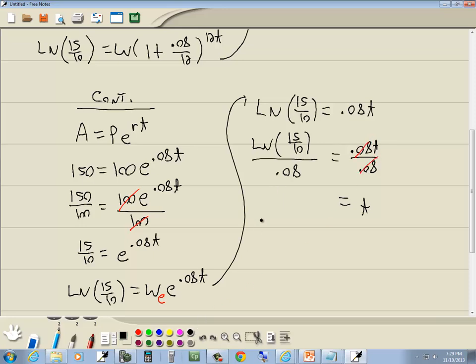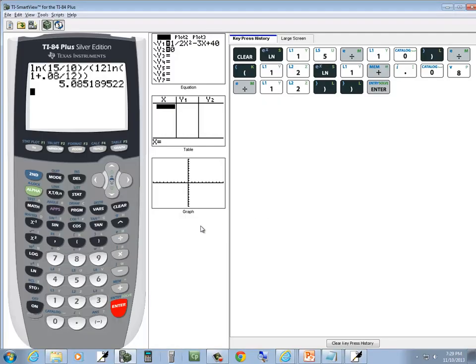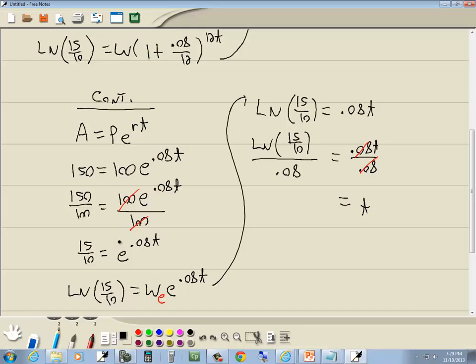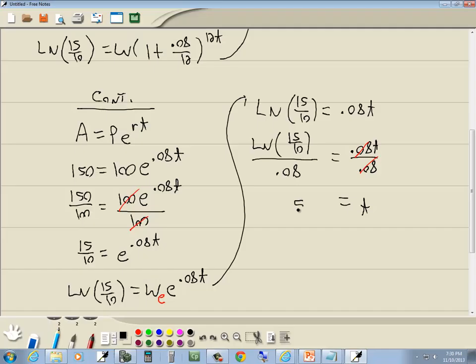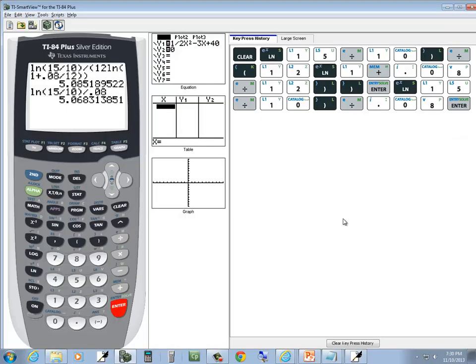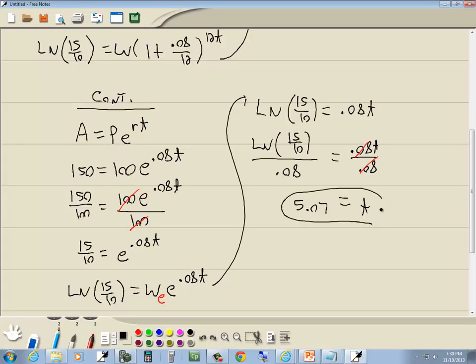And over on this side, we'll go ahead and plug that in. So we've got natural log 15 divided by 10, closing parentheses, divided by 0.08. And now press enter. And we get 5.07, rounded to 2 decimal places. 5.07. And those are our answers.